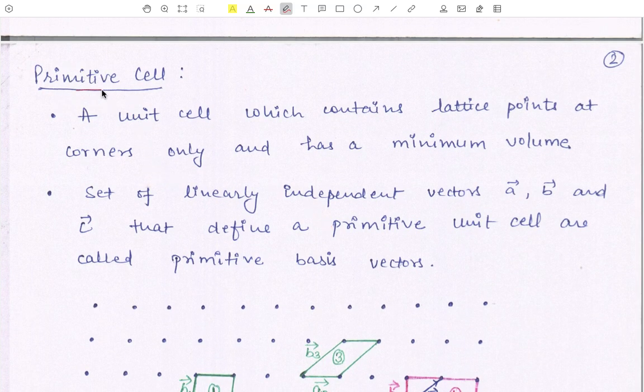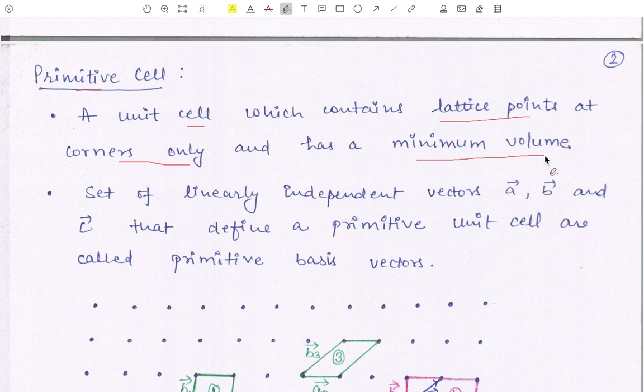Now, what is a primitive cell? A primitive cell is also a unit cell, but a unit cell may or may not be a primitive cell. It is a unit cell which contains lattice points at corners only, and the second property is that it has a minimum volume.